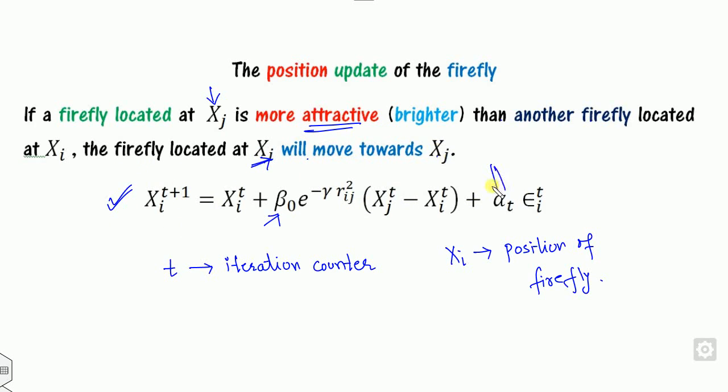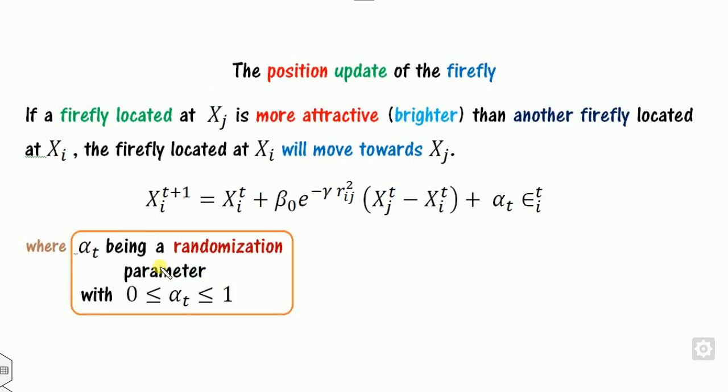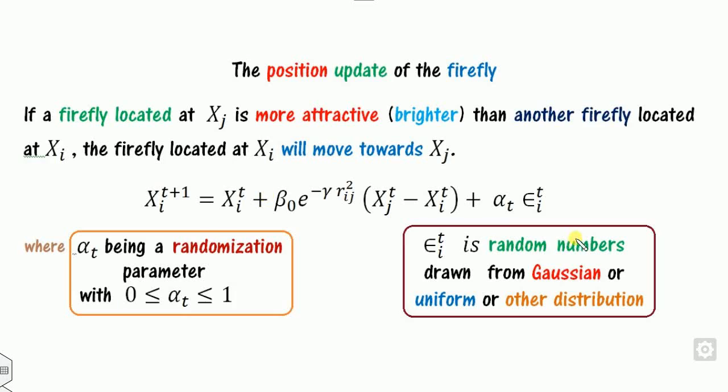In this equation, what is alpha t? Alpha t is the random parameter, which lies between 0 and 1. On the other hand, what is gamma? I will explain each term one by one. What is epsilon? Epsilon is a random number which can be drawn from the Gaussian distribution, from the uniform distribution, or from any other distribution.